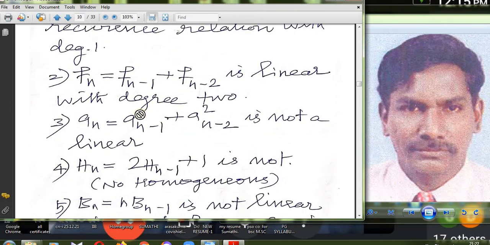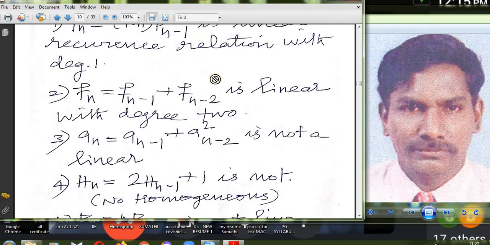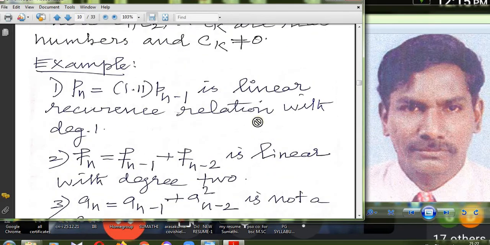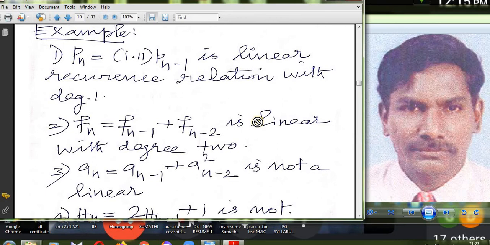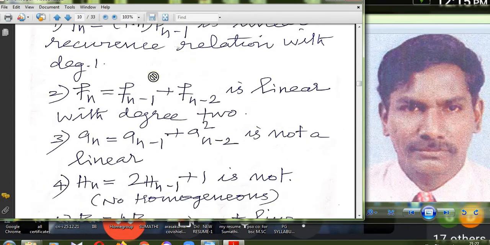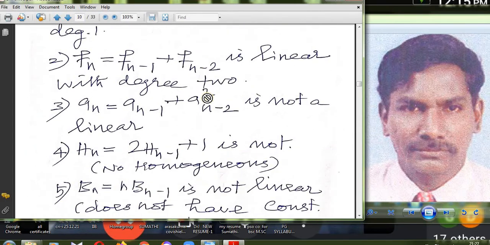Now take the second example, Fn equals Fn minus 1 plus Fn minus 2. Can you say what this equation is? This equation is the Fibonacci recurrence relation. Am I correct? So that is also a good example of a linear homogeneous recurrence relation, because the power is 1, here also the power is 1.